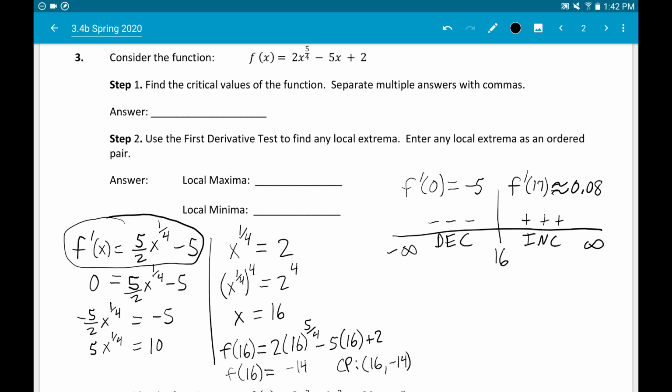So what's happening with the graph? You have a decreasing interval, it's going down, then you have an increasing interval going back up. So we have a low point on the graph, in other words, a local min. We can answer all our questions from that. In step 1, your critical value was your x value, so 16. There's no local max, so none. And we said we had a local min at 16. We've already calculated that critical point. It's 16 comma negative 14.